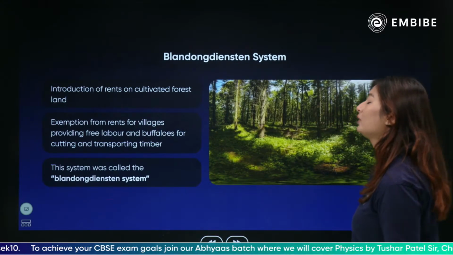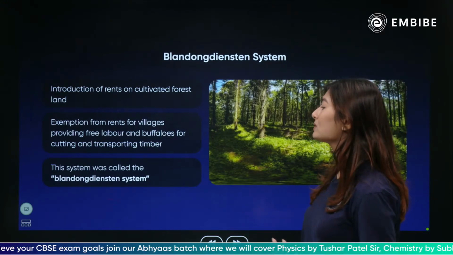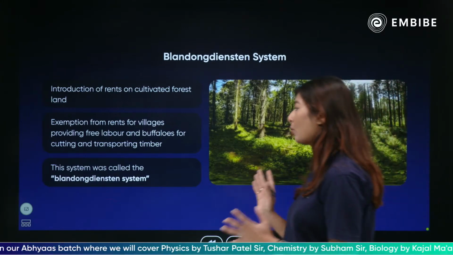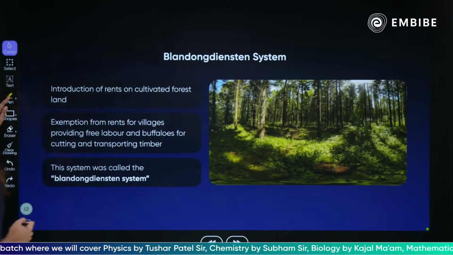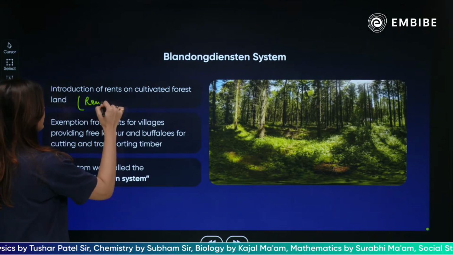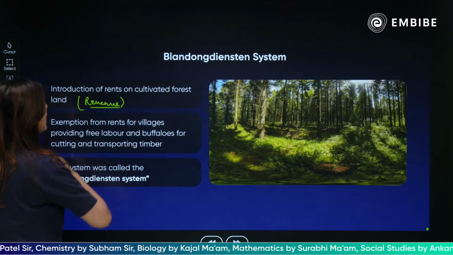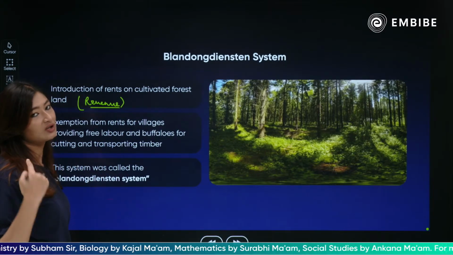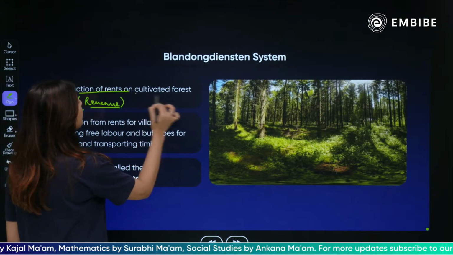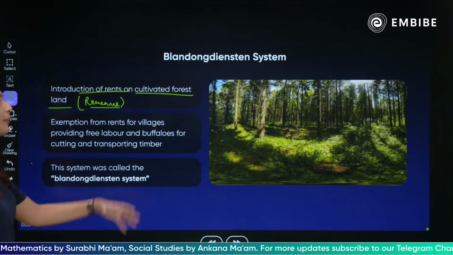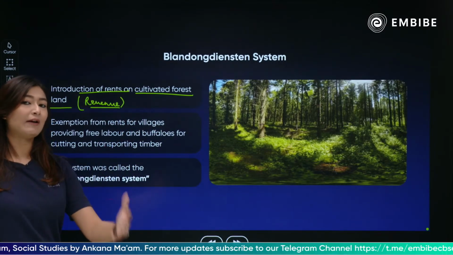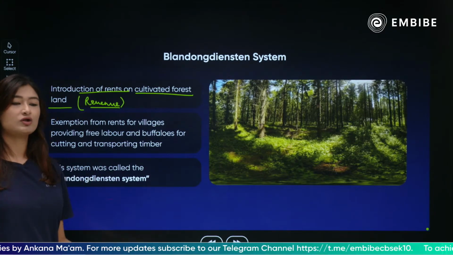Exemptions from rents for villages providing free labor and buffaloes for cutting and transporting the timber is this system. So what is happening? जंगल में जो भी growth हो रहा है, cultivation हो रहा है, they are saying you will have to give me revenue for it because you're using my jungle. And ideally the jungle doesn't belong to them, the jungle belongs to the people. But they're simply saying कि अगर आप कुछ भी यहाँ पे कर रहे हो, ठीक है, cultivated forest land पे आप कुछ सामान ले रहे हो, कुछ भी कर रहे हो, you'll have to pay me rent, you'll have to pay me taxes. People were going to struggle with that.